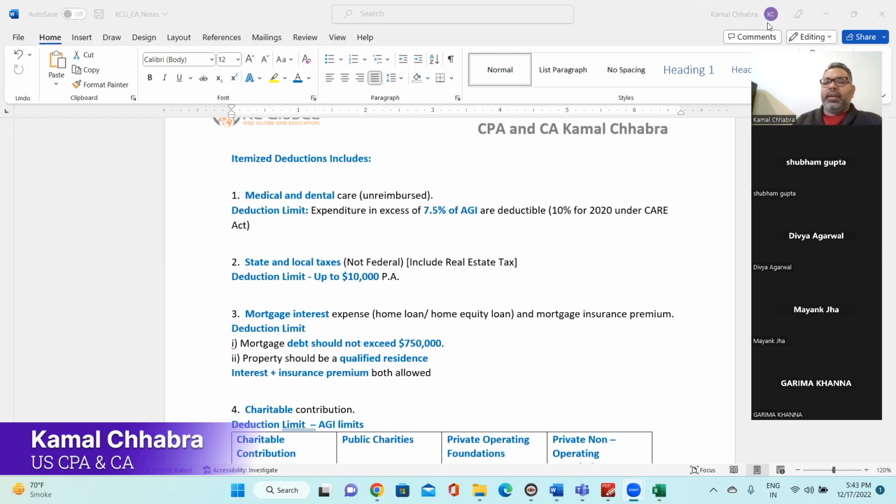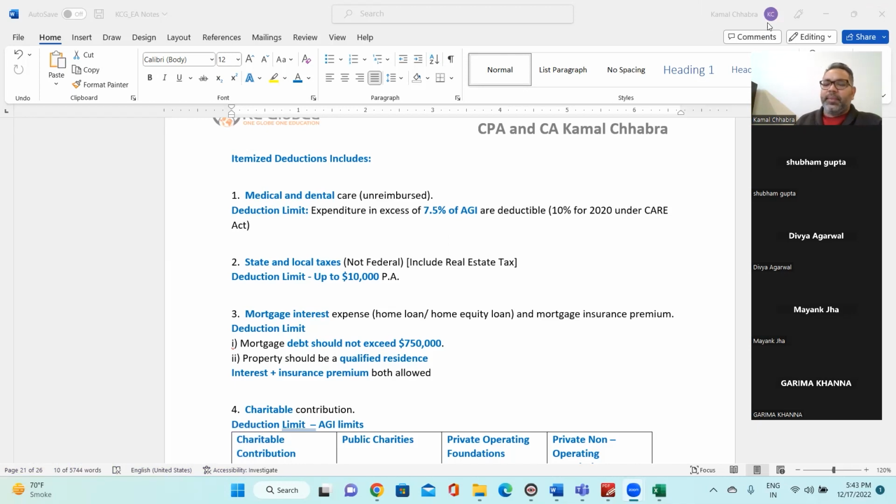The first one is medical and dental care. For that, the limit is more than 7.5% of AGI, the amount you are spending on medical or dental care expense, which is not reimbursed by an insurance company or by the employer. If it is reimbursed by the employer, then also it's not allowed. And if it is reimbursed by an insurance company, then also it's not allowed. For the financial year 2020, the limit has increased to 10%. For example, if a question comes relating to 2020, you should be aware of that because of the CARES Act. Due to the COVID situation, people are spending more money on healthcare. At that point of time, they increased the bar to 10% instead of 7.5%.